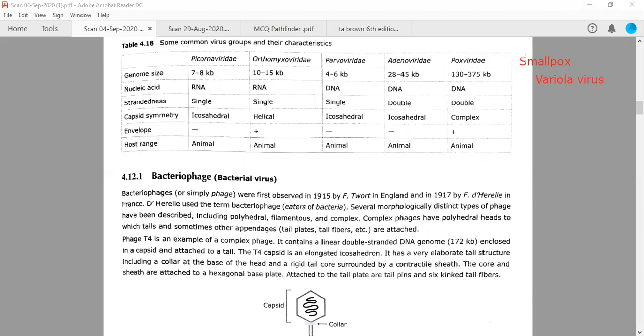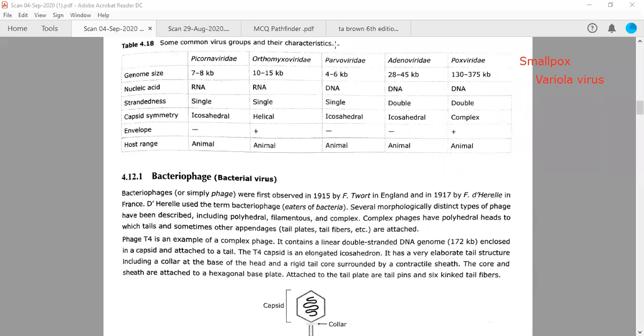No worries. So now, okay, you need to remember this particular table because it is going to help you to find whether it has RNA or DNA or whether it is single or double-stranded, right? So first two families, that is Picorna and Orthomyxoviridae, have an RNA genome, and both have single-stranded versions of their RNA, right? The Parvoviridae, as I told you, has the smallest virus, that is poliovirus.